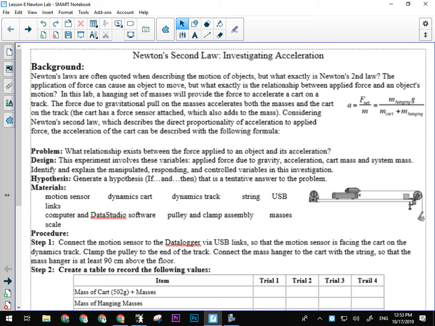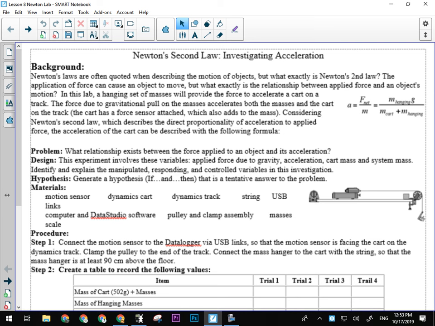The setup for the lab will be as follows. You're going to have one of those carts that talks to your phone and gives data, and it's going to be on the track, and it's going to be connected over a pulley to a hanging mass. That hanging mass is going to change throughout the lab.